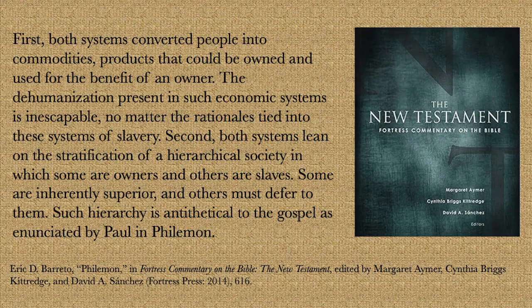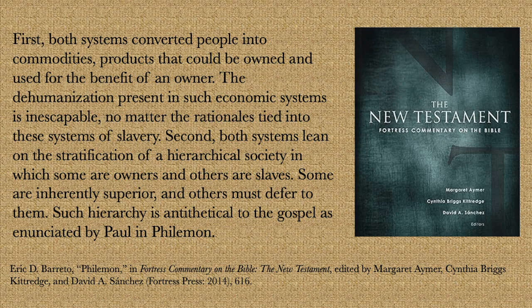This once again underscores two facts about slavery in Roman antiquity and in modern times, highlighted by Eric Barreto in the Fortress Commentary on the Bible. He writes, "First, both systems converted people into commodities, products that could be owned and used for the benefit of an owner. The dehumanization present in such economic systems is inescapable, no matter the rationales tied into these systems of slavery. Second, both systems lean on the stratification of a hierarchical society in which some are owners and others are slaves. Some are inherently superior and others must defer to them.